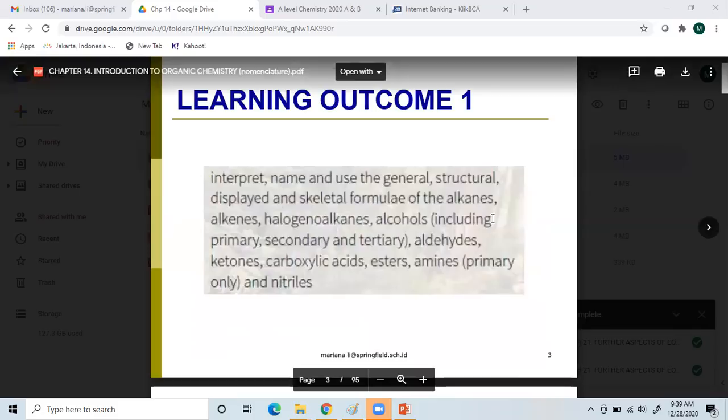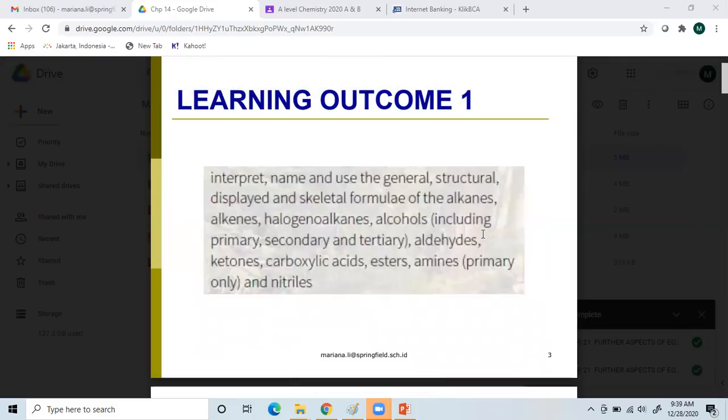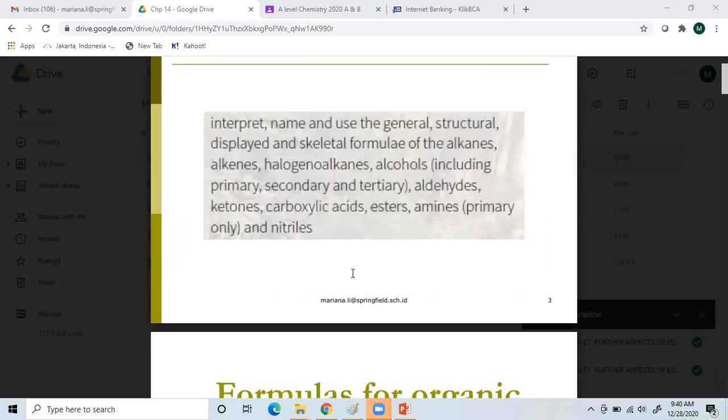The functional groups that we will learn in this chapter will be alkenes, alkynes, halogenoalkanes, alcohols, including primary, secondary, and tertiary, aldehydes, ketones, carboxylic acids, esters, amines, and nitriles.